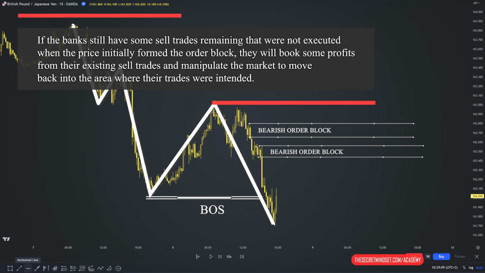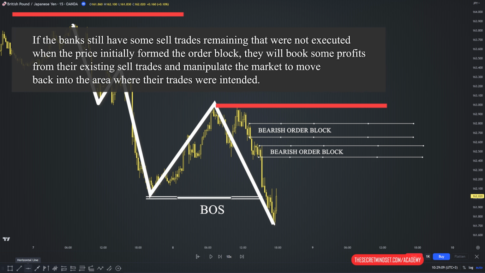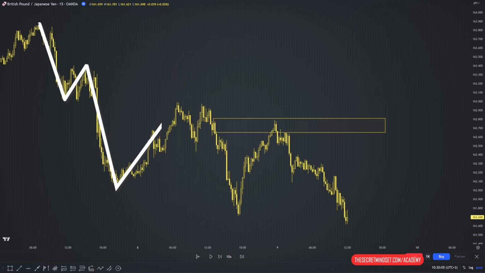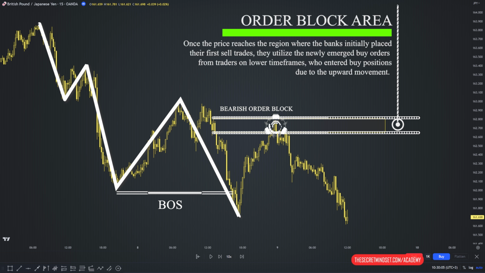So to entice the price to rise into the order block zone, the banks may take partial profits from their sell trades. Once the price reaches the region where the banks initially placed their first sell trades, they utilize the newly emerged buy orders from traders on lower timeframes who entered buy positions after the upward movement. These buy orders assist the bank in executing the remaining of their sell trades. You can see how the banks strategically navigate the market to maximize their trade entries while maintaining control over price movements.